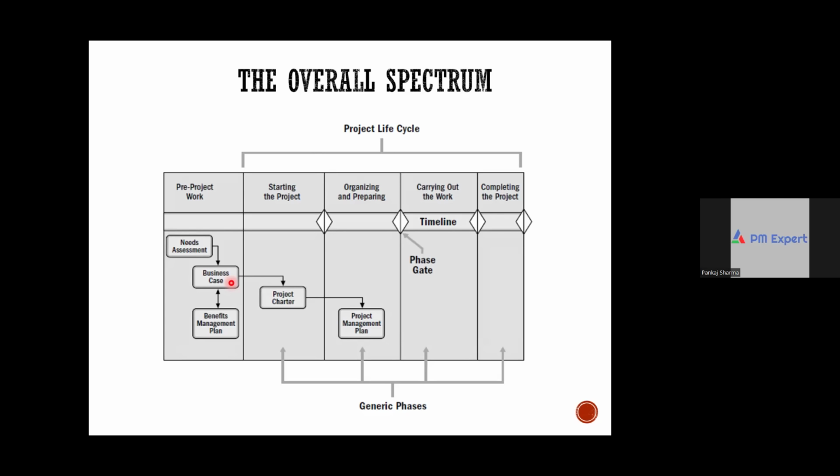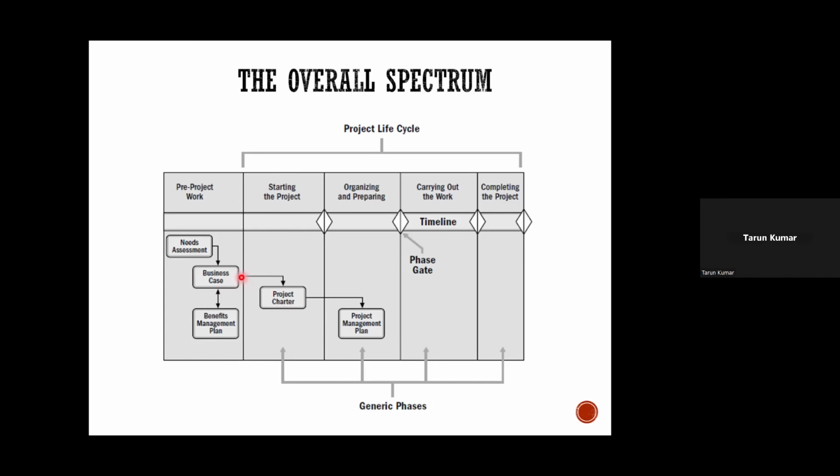Now, this business case will go to the project board or project steering committee, which includes the project sponsor also. The project steering committee will review and assess the business case. After assessment, if they find that this business case is a worthwhile investment proposition, they will approve the business case and you move forward with starting the project by creation of a project charter.